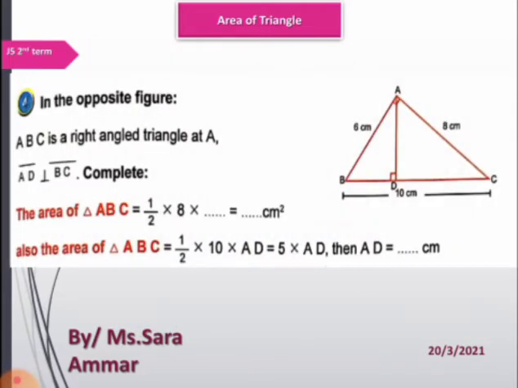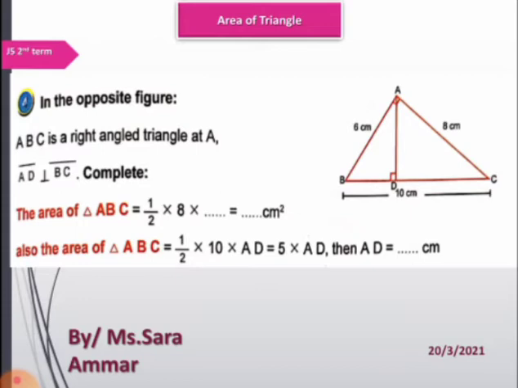Another example, it's a complete question. ABC is a right-angled triangle at A. Okay, so AC is perpendicular to AB. Also, he gave you that AD is perpendicular to BC, and he calculated the area of the triangle ABC by multiplying half by 8 by 6.